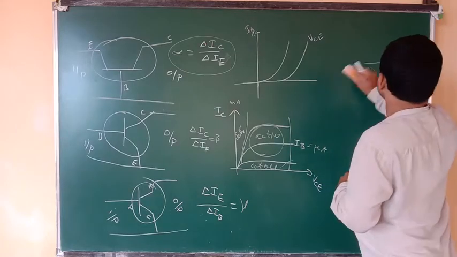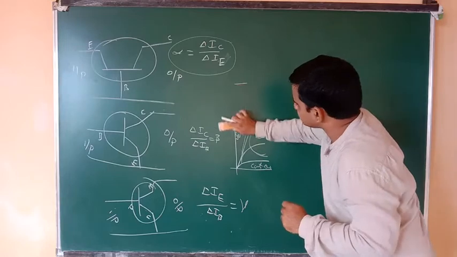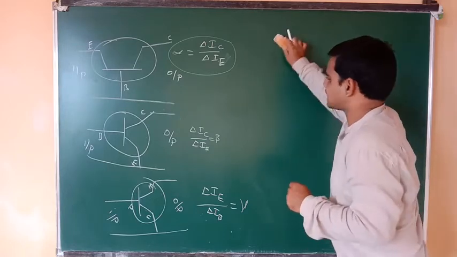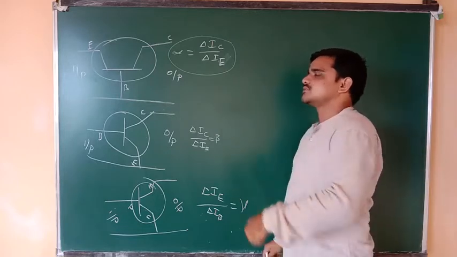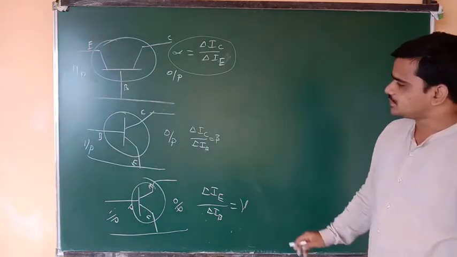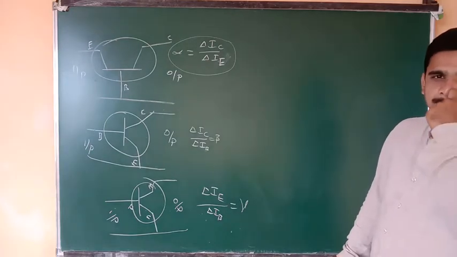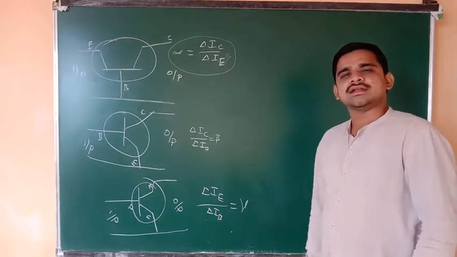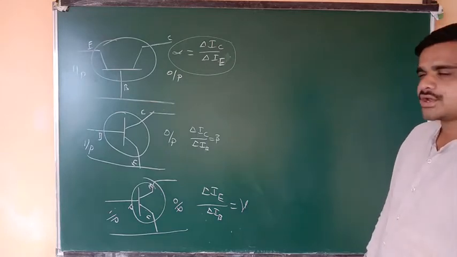So when we are connecting like this, we get some current gain. What are the current gains? There we have three types of current gains. One is alpha, which is the current gain in the case of common base configuration, and the next is beta, the current gain in the case of common emitter configuration, and gamma is the current gain in the case of common collector configuration.